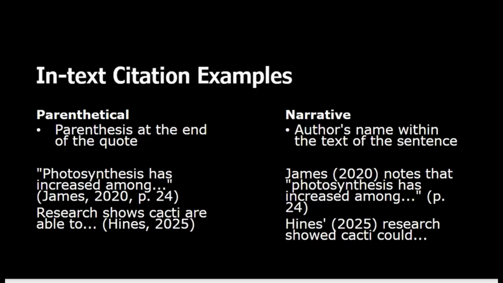Let's look at an example of formatting in-text citations. For parenthetical citations, we use parentheses at the end of the quote or sentence to share the citation information. For narrative quotes, we use the author's name within the sentence to introduce the quote or paraphrased idea. Then the publication year of the article is included in parentheses after the author's name. If we are directly quoting, we often include the page number or paragraph number for where the quote came from to make it easier for the reader to locate it if they wanted to read the referenced article themselves.